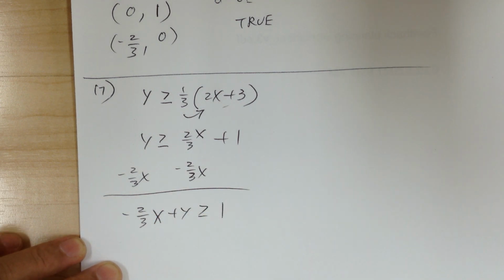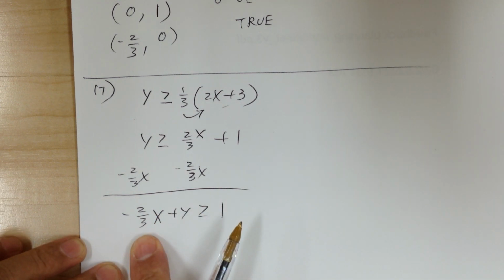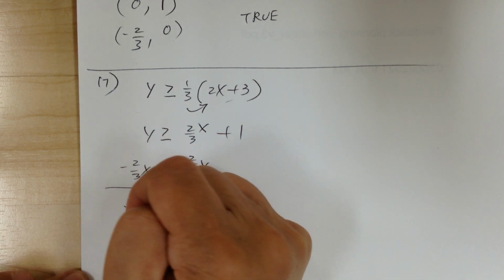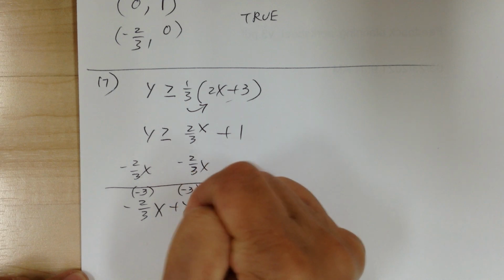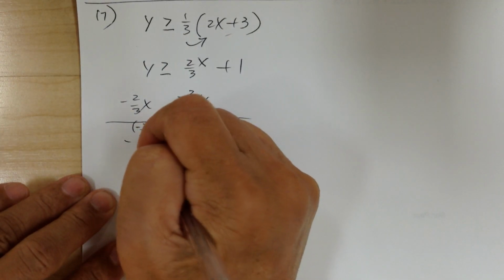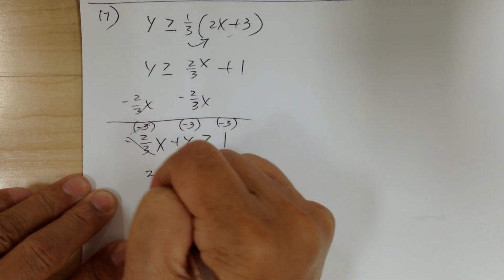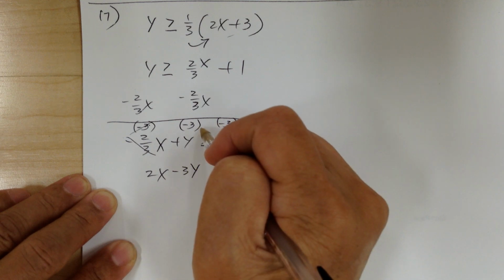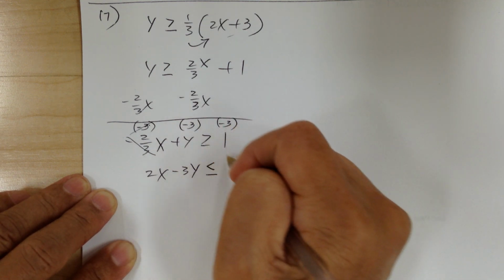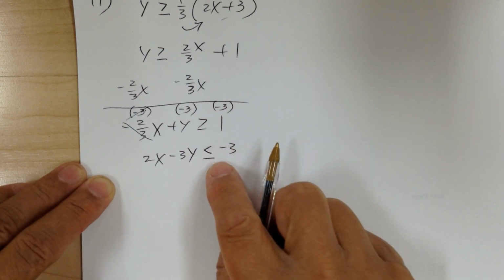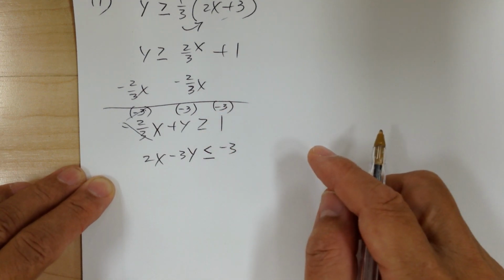And let's get rid of the negative and the fraction 3. So I'm going to multiply everything by negative 3. That negative 3 and negative 3 cancel, so you got 2x minus 3y. Now remember, when you multiply by a negative number, you have to change the direction of the arrow. When you multiply or divide by a negative number, the direction has to change.